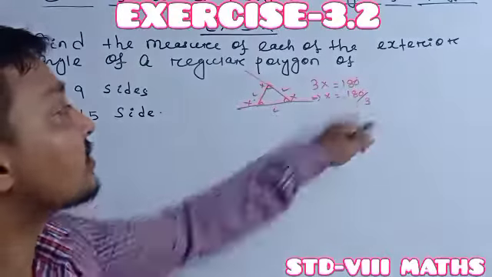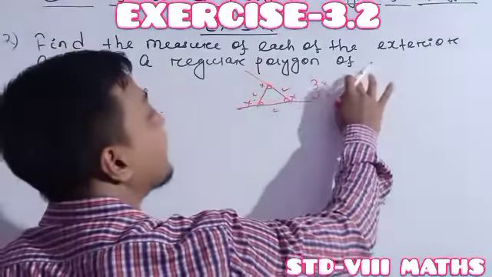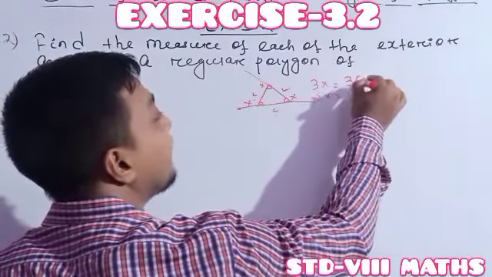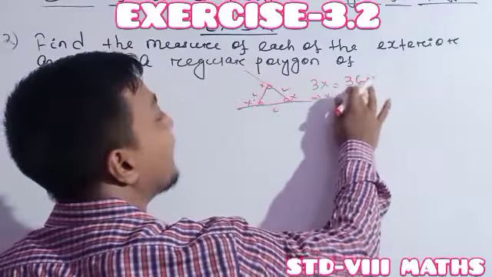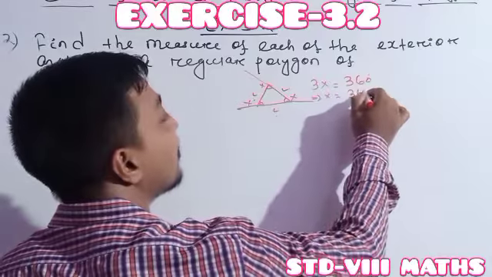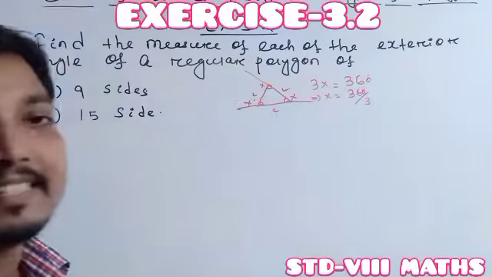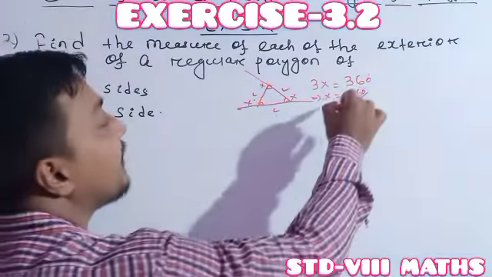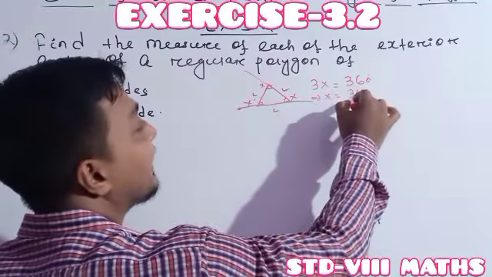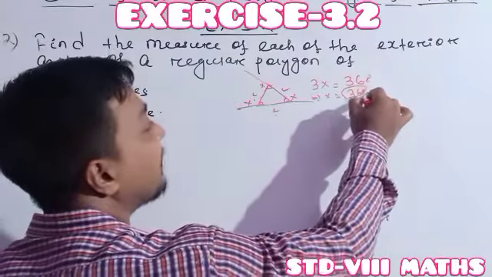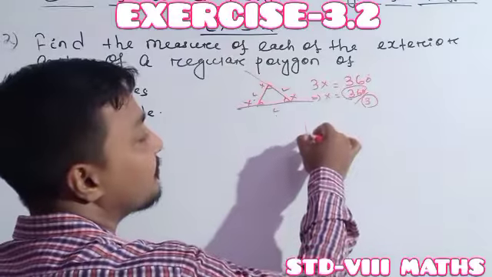It means 100, sorry, not 100, by mistake I have written. So it will be 360 degrees divided by 3. The sum of the exterior angles is 360. So here the formula is: each exterior angle is equal to 360 degrees divided by the number of sides.